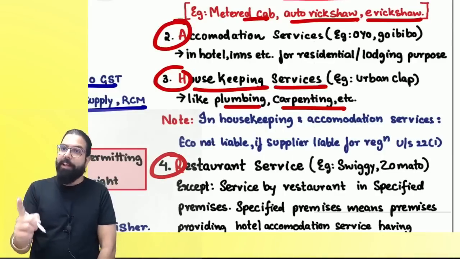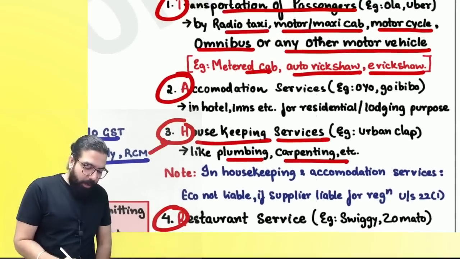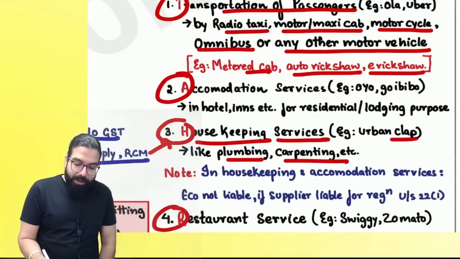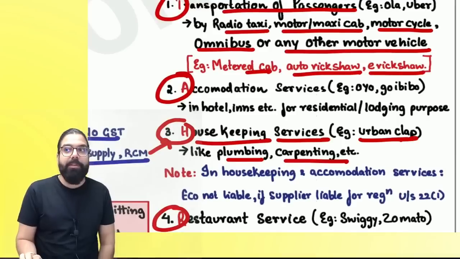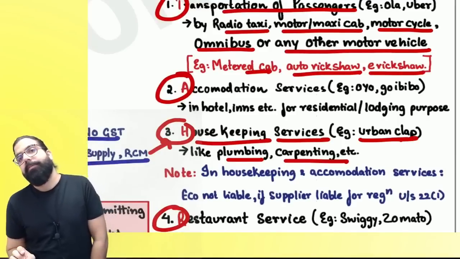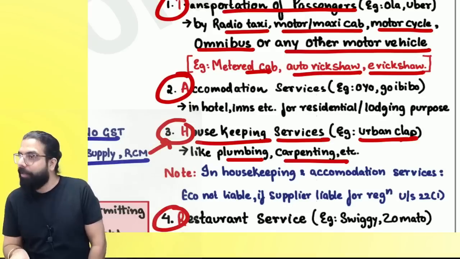Who will pay the GST? E-commerce operator. Remember, it is housekeeping services. So through Urban Clap, if you are taking housekeeping services, only then GST will come under 9.5. Can I go ahead, everyone?